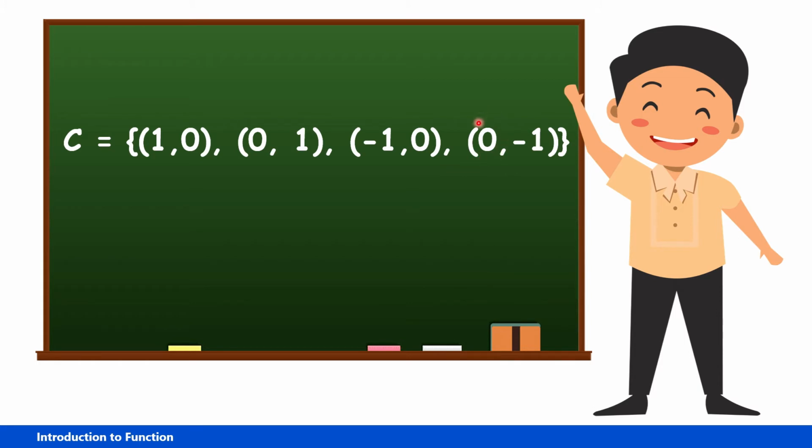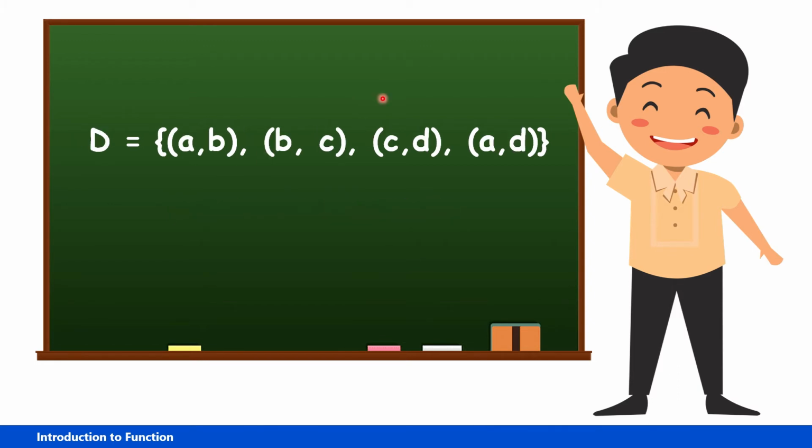So kung mapapansin natin, relation C contains ordered pairs with the same domain. So meron tayong 0 na domain dito sa ating huling ordered pair, at meron ulit tayong 0 na domain sa pangalawa nating ordered pair sa ating relation C. Therefore, relation C is not a function.